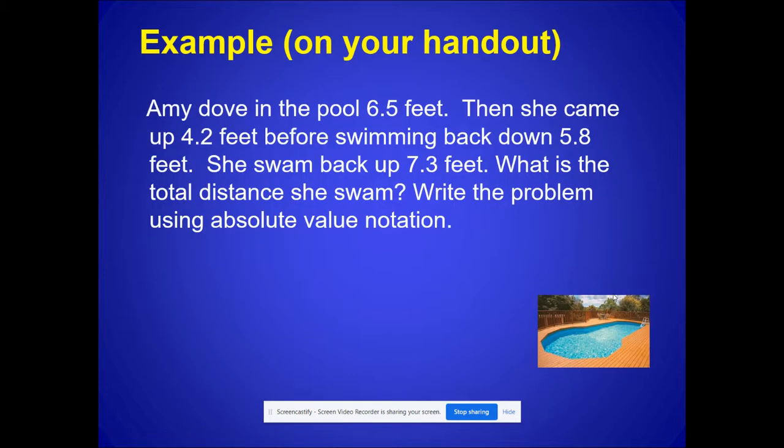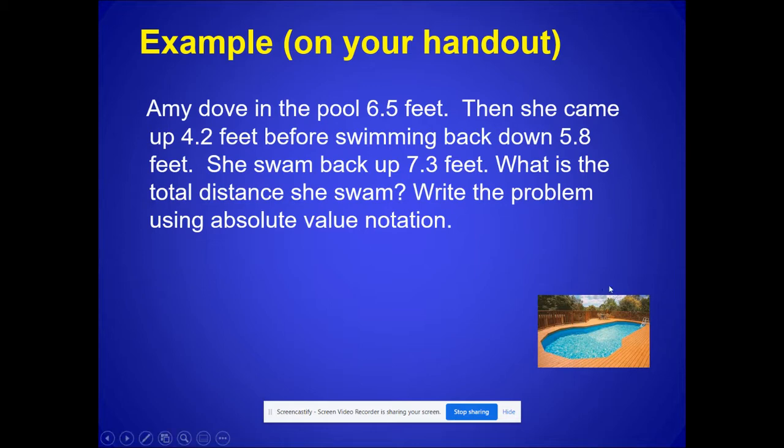This example is on your handout at the very top of the page. It says Amy dove in the pool 6.5 feet. Then she came up 4.2 feet before swimming back down 5.8 feet. She swam back up 7.3 feet. What is the total distance that she swam? Write the problem using absolute value notation.